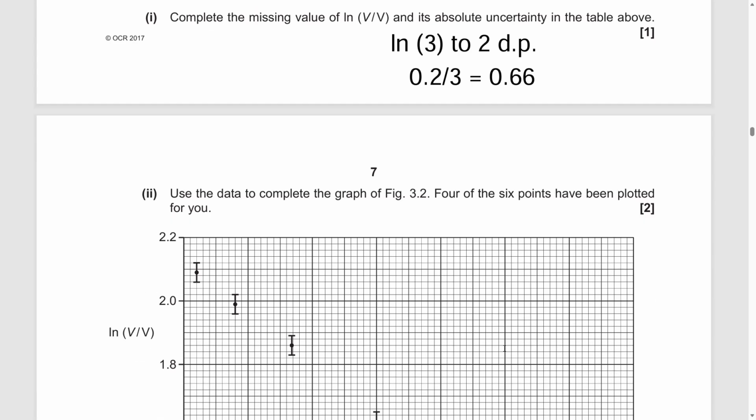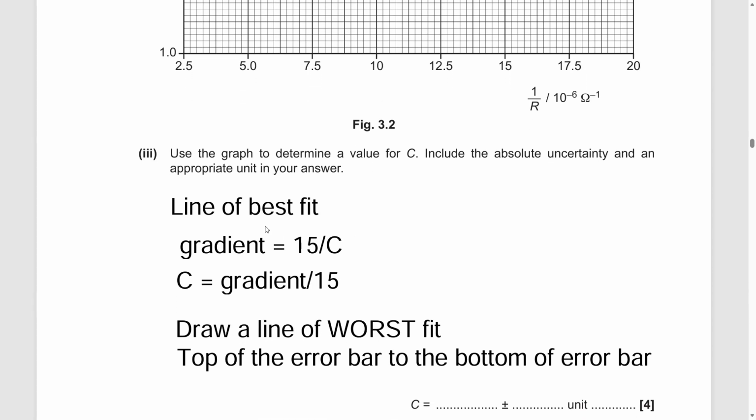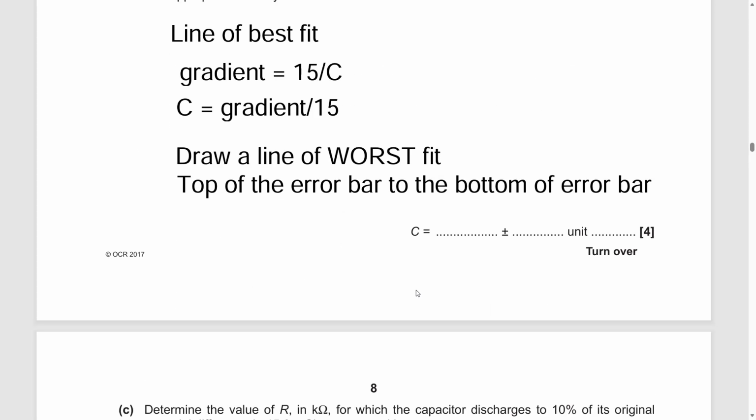For the next question, you do the line of best fit, you work out the gradient, which is 15 over C, rearranging for C, you get gradient over 15. Then you work out the line of worst fit. So you need to do the top of the error bar on one side to the bottom of the error bar on the other side. Work out C. Now you should have two values for C. To work out the absolute uncertainty, you take the two values of C from each other, and then that will give you the absolute uncertainty.